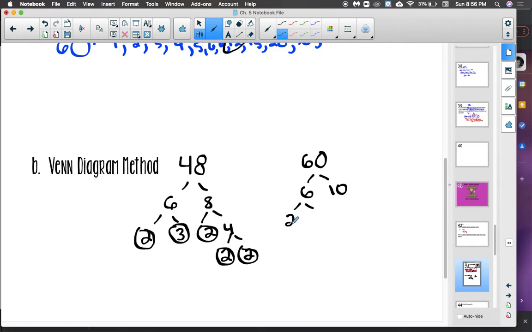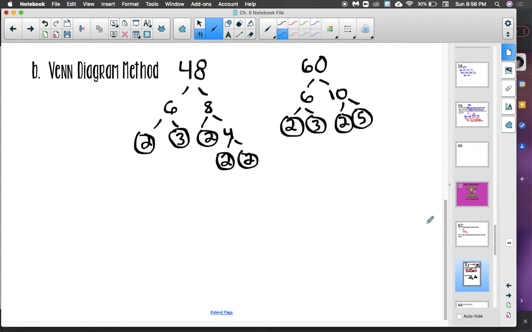6 can be written as 2 times 3. Both of those factors are prime, so I like to circle them. 10 can be written as 2 times 5. Both of those factors are prime, so I'm going to circle them. When I see that all my factors are prime and circled, then I know I'm finished.